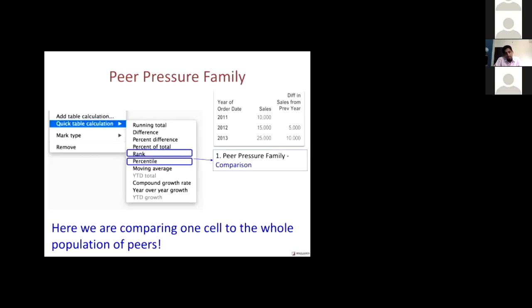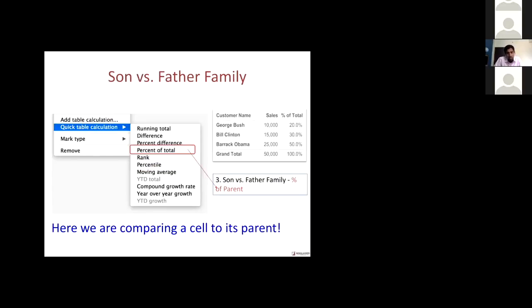It is used in academic circles. We all know SAT percentile, GMAT percentile and so on. But it's also useful in a lot of business scenarios. So that's the peer comparison family. And then the third one is percentage of total, a lonely figure sitting here, it doesn't belong here. Here we are comparing it to a parent.